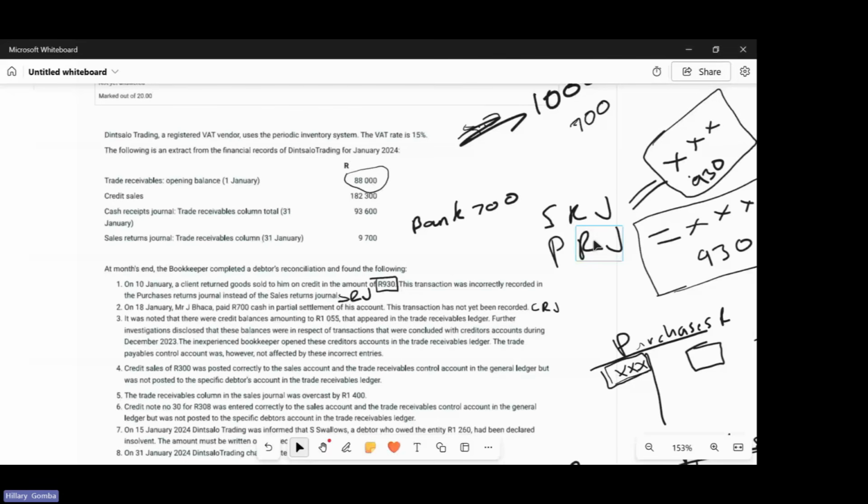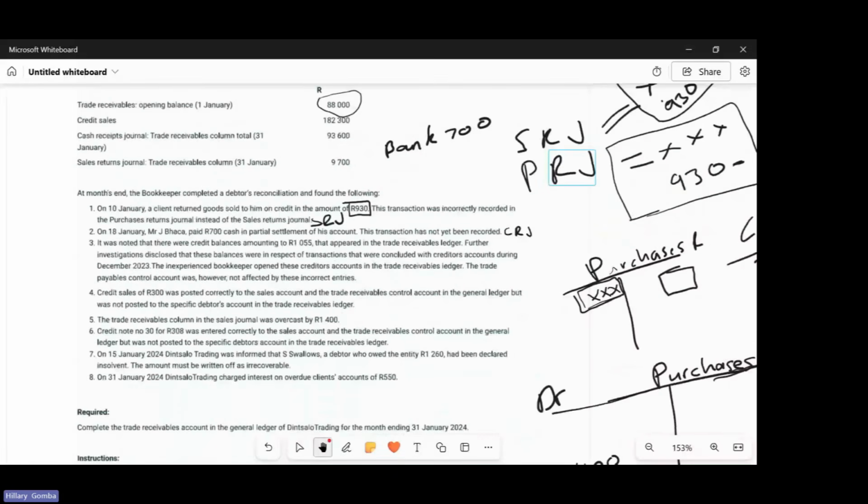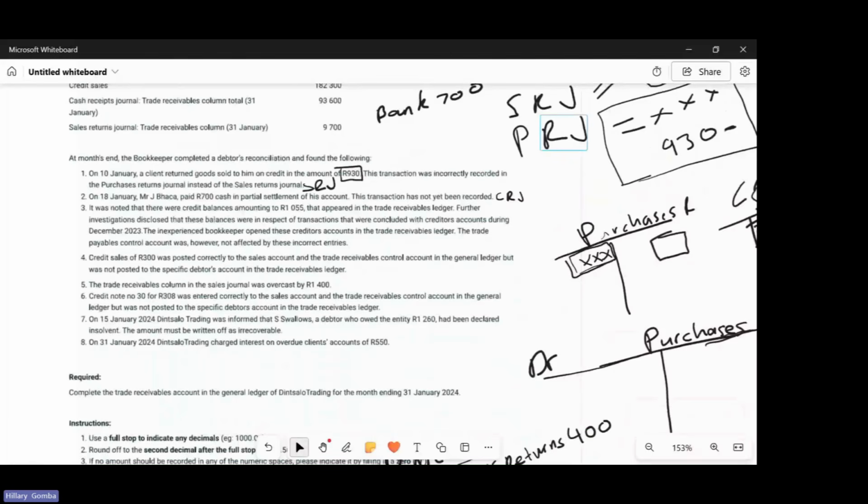Okay, before we deal with the error that has occurred, I just want to say that if ever you are dealing with a T account of trade receivables control, and then you see something that has to do with the trade receivables ledger, you ignore it, because it's not affecting your trade receivables control.